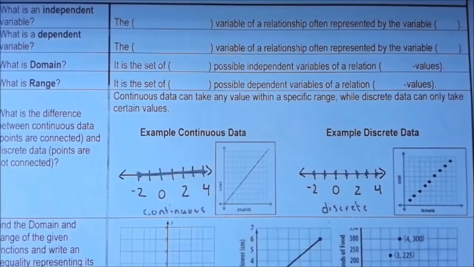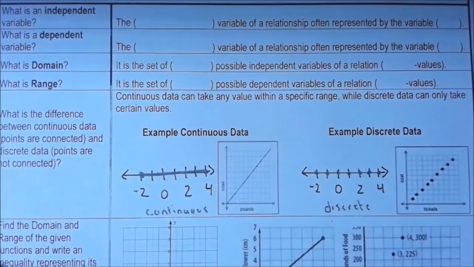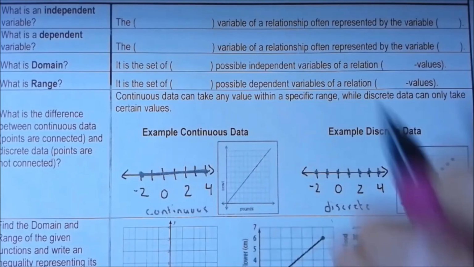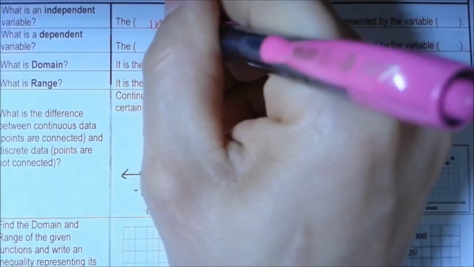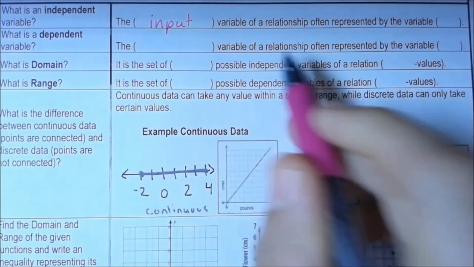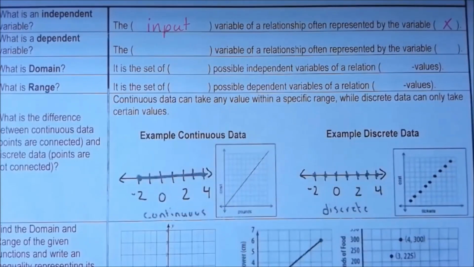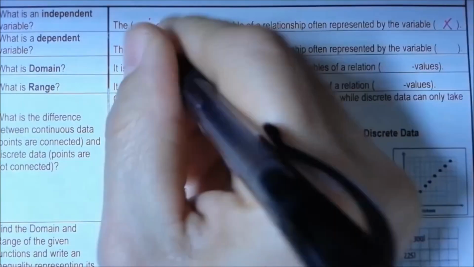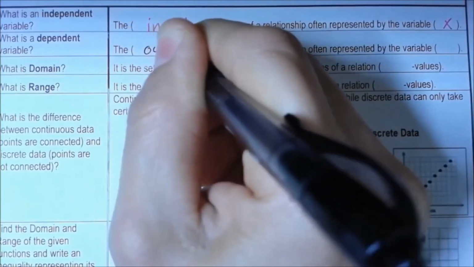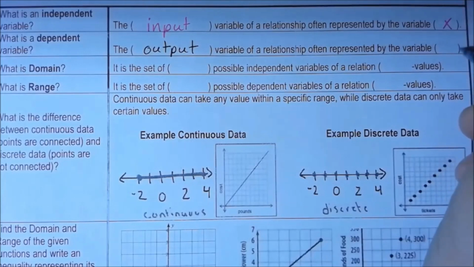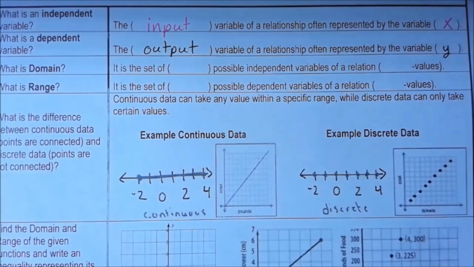In this video, we're going to be going over domain and range. And when we talk about domain and range, there's some terms that we have to know. One is, what is the independent variable? The independent variable is the input variable of a relationship, often represented by the variable x. When we talk about the dependent variable, we're talking about the output variable of a relationship, often represented by the variable y.